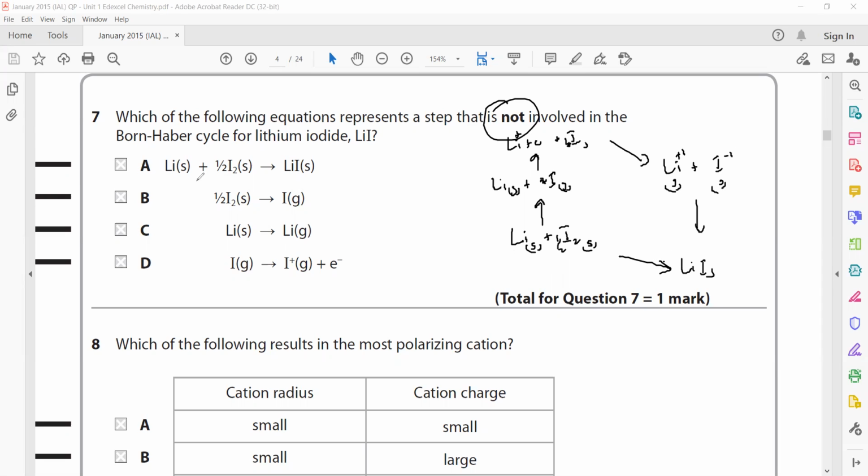So which of them: lithium plus iodine gives lithium iodide? That's there. Atomization of iodine, atomization of lithium, but ionization of iodine is not there, because iodine is a non-metal. It will gain electrons, so there will be electron affinity, not ionization.